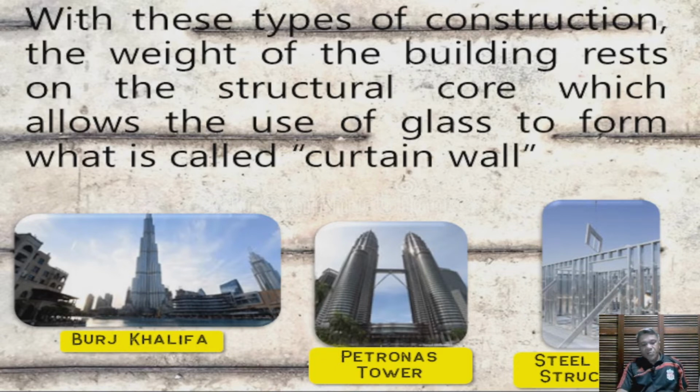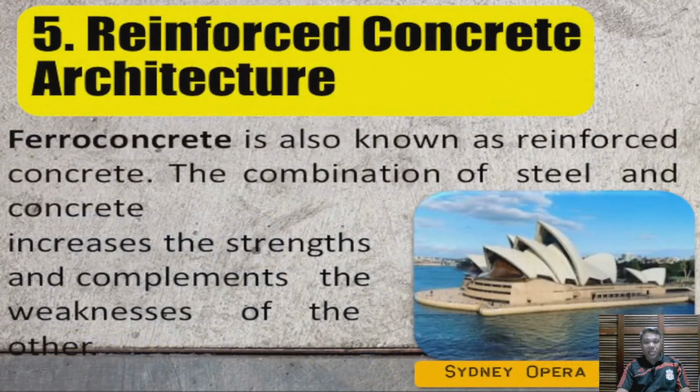Third, reinforced concrete architecture, also known as ferroconcrete. The combination of steel and concrete increases the strength and complements the weakness of the other. One example is the Sydney Opera House, the famous iconic building in Sydney, Australia.